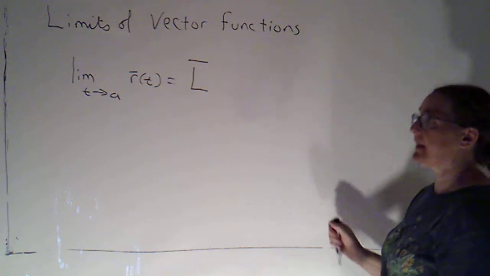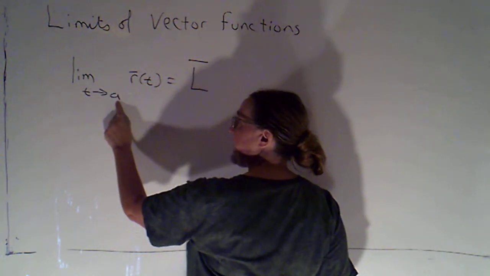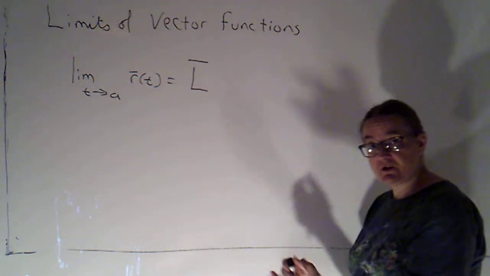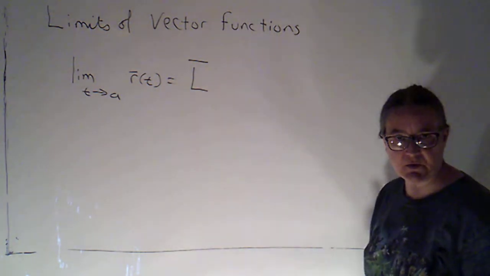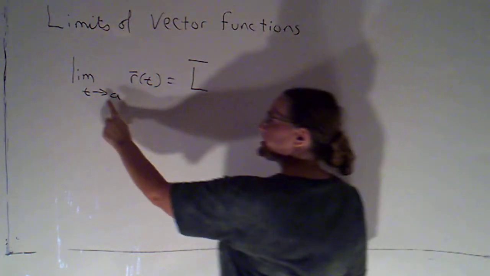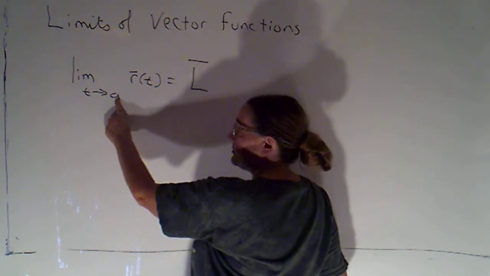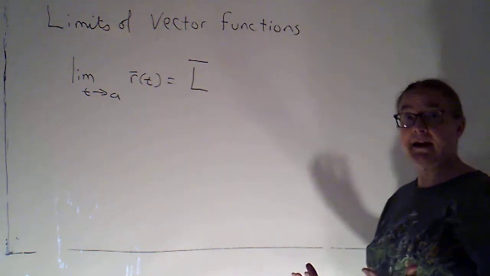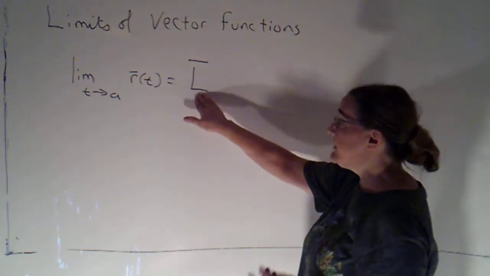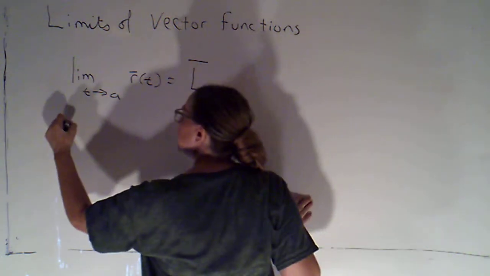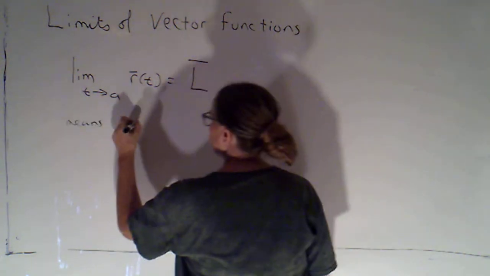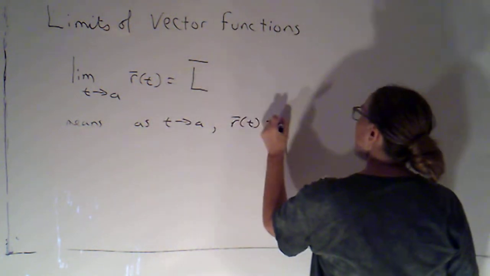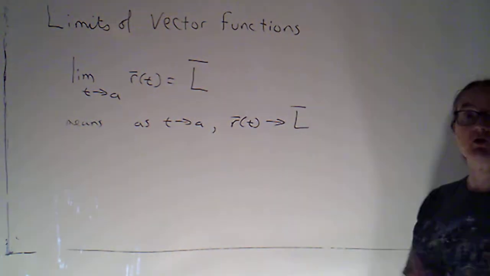So I'd write it something like this: the limit as t goes to a of r of t equals L. So we're used to seeing things like the limit as x goes to a number of f of x. So we're saying our input is approaching some number. The output r of t would be approaching some vector. Okay. So the limit is itself going to be a vector. Now what this means is exactly what we're used to. It means as t approaches a, the vector r of t approaches the vector L.